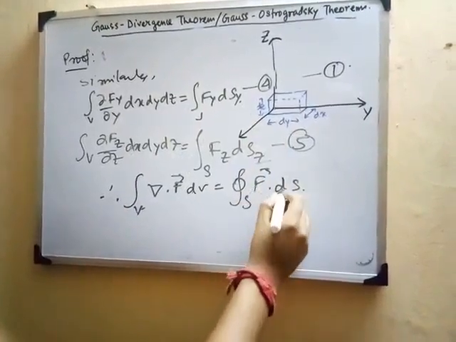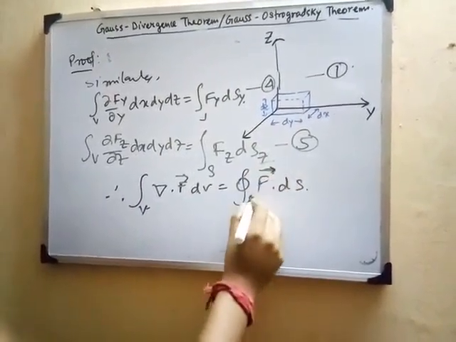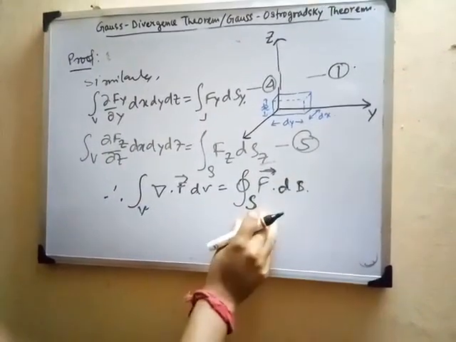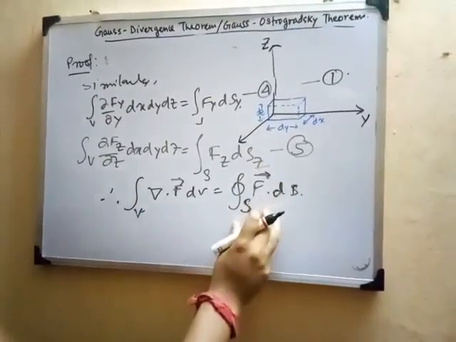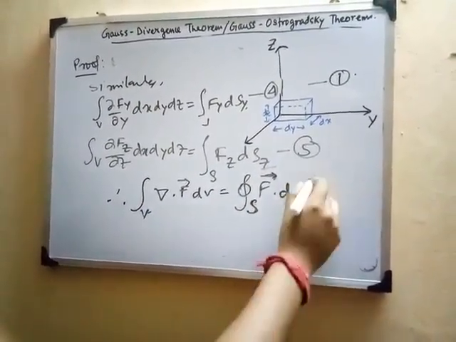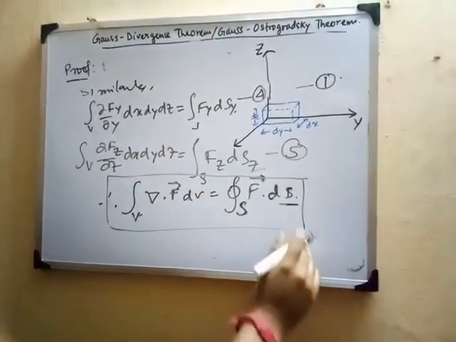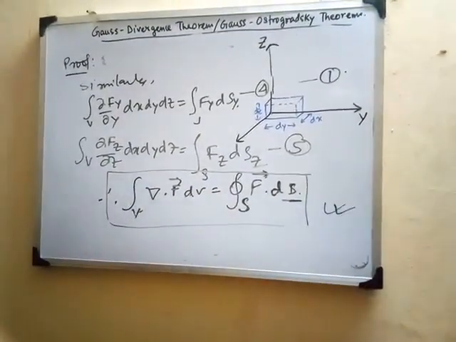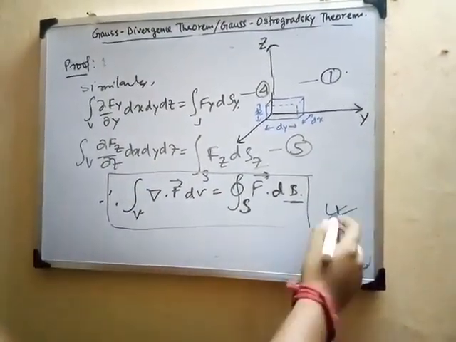We are simply writing that the volume integral of del dot f dv equals the overall surface integral of f dot ds in all the x, y, z directions, and correspondingly we got this result. And this is your Gauss divergence theorem, which has been proved, right?